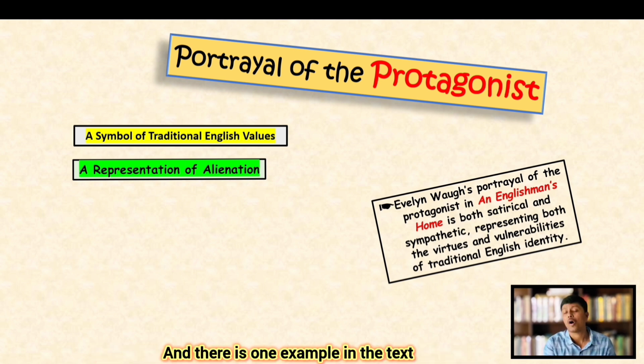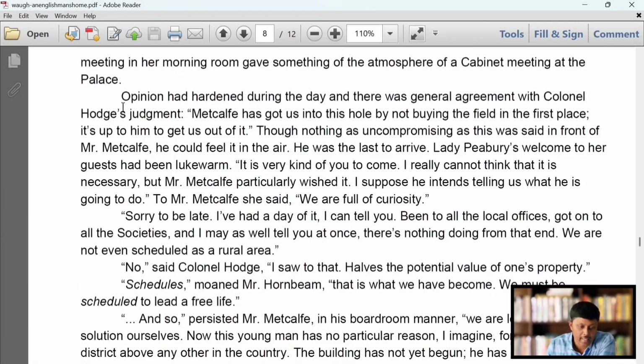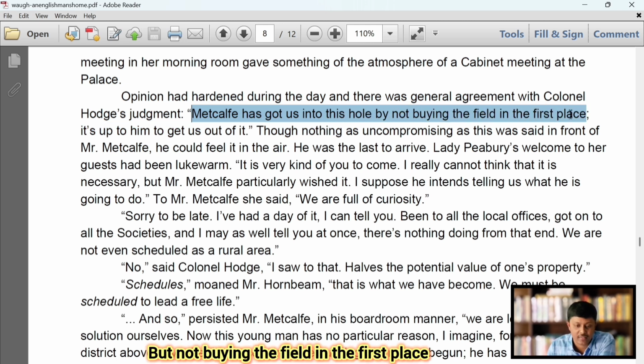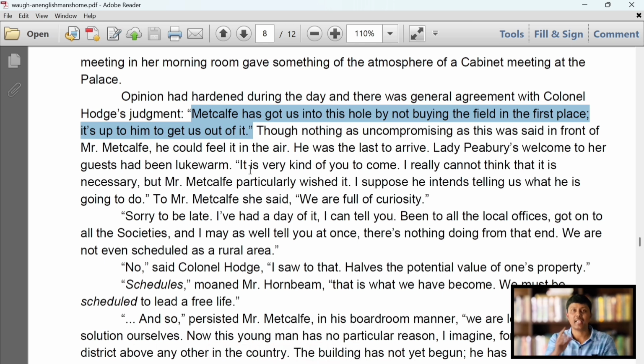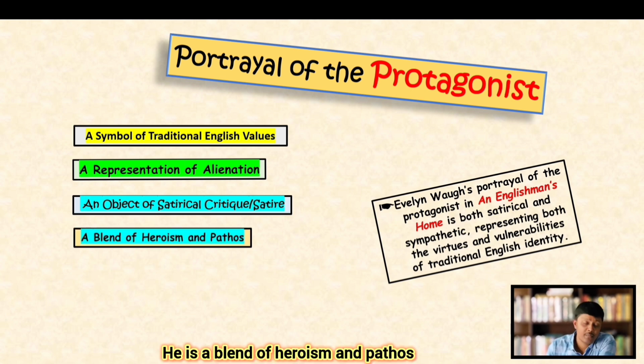And there is one example in the text. Just in the same segment previously, in this paragraph, opinion had hardened. Here, Metcalfe has got us into this hole by not buying the field in the first place. It's up to him to get us out of it. So it is about Metcalfe. He is the sole responsible person according to the other villagers. It is not at all correct. Mr. Metcalfe was alienated because of this reason. So he is just an object of satire or critique. He is a blend of heroism and pathos.